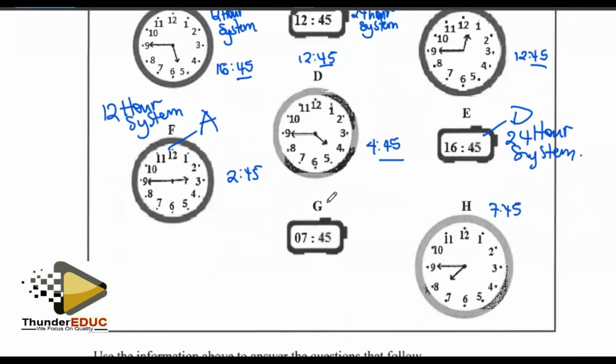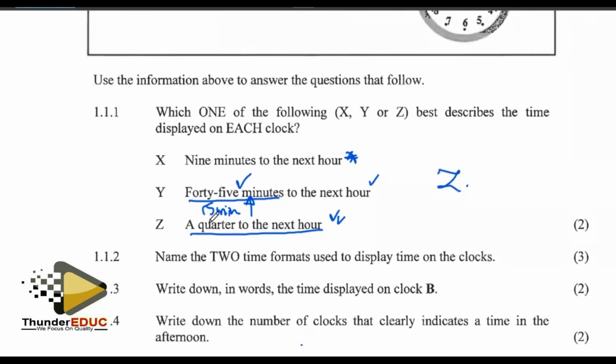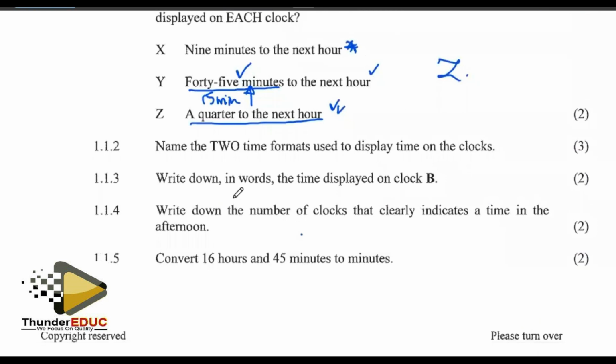So all of them, when you look at them, they indicate a quarter to. So the best answer here is Z. All right. Name two time formats used to display time on the clocks. Now, as I told you, there are two of them.